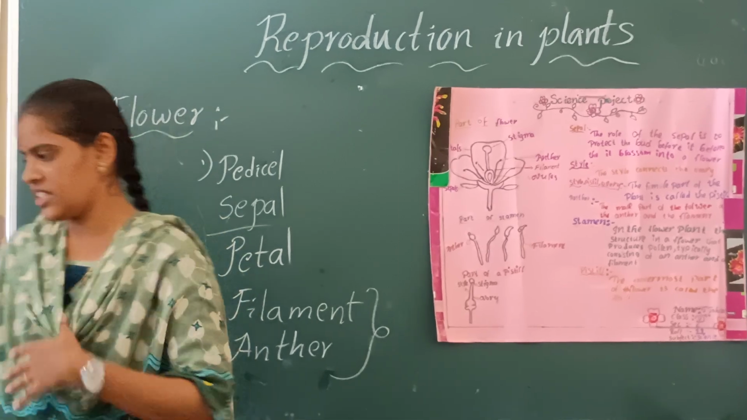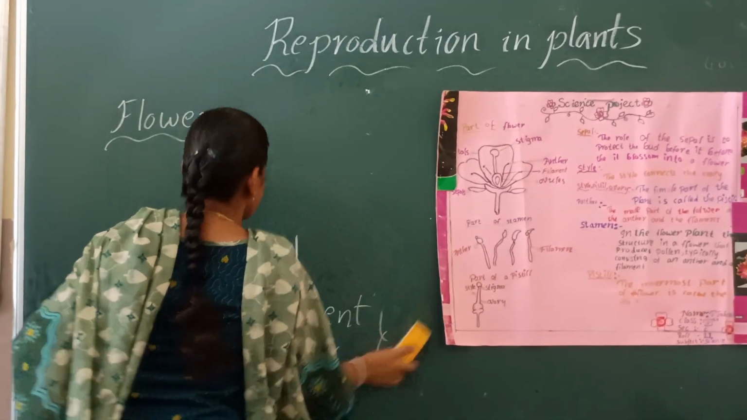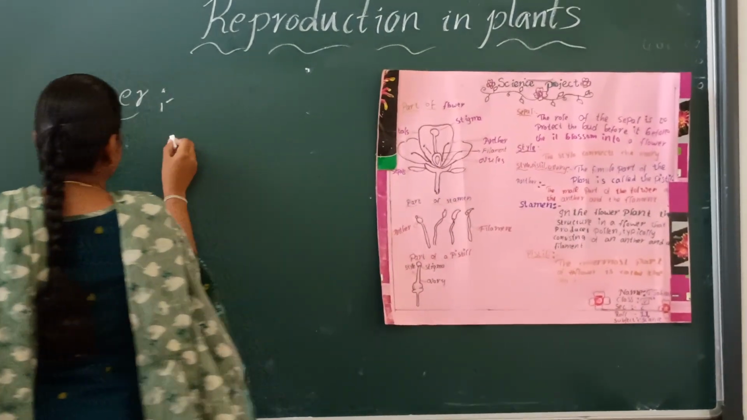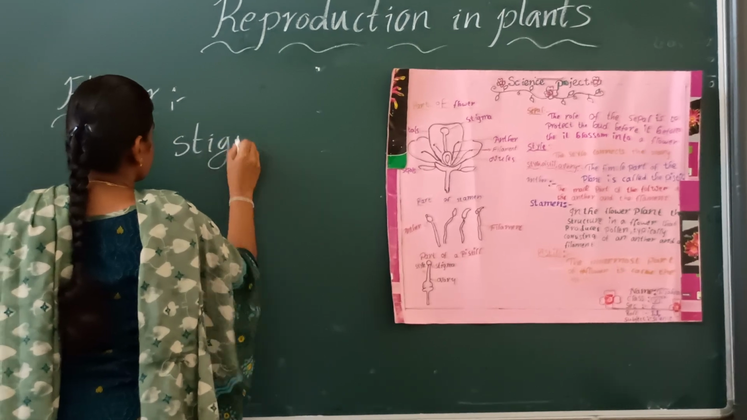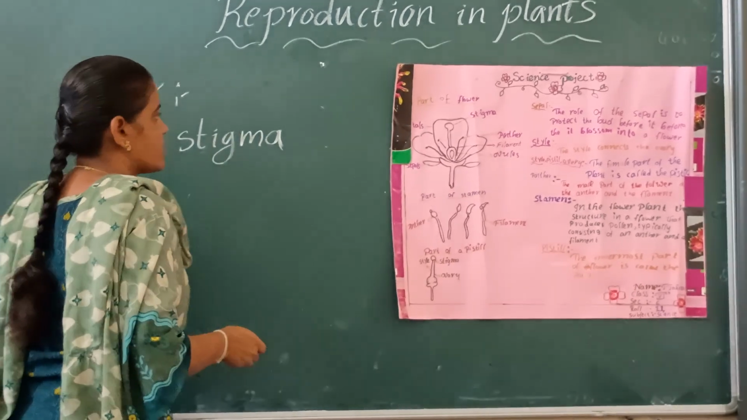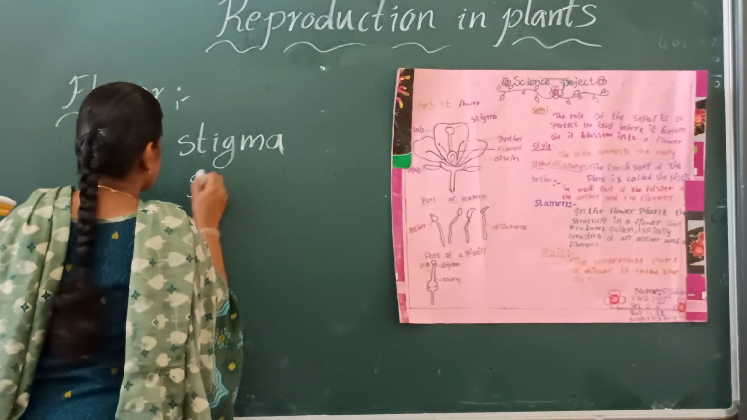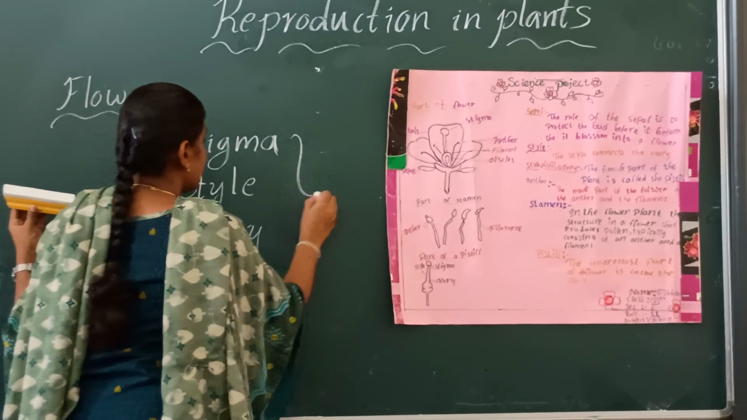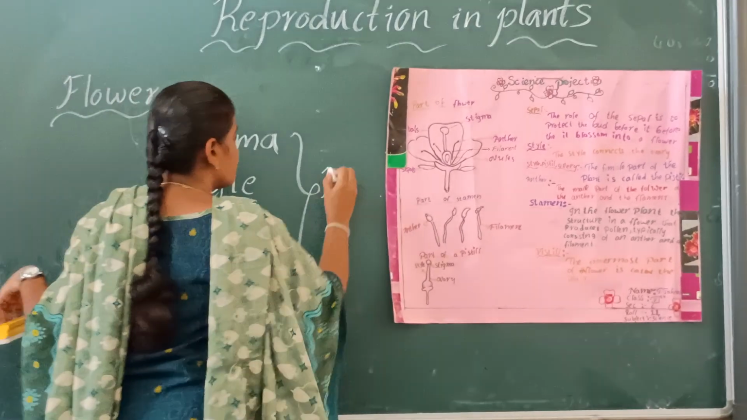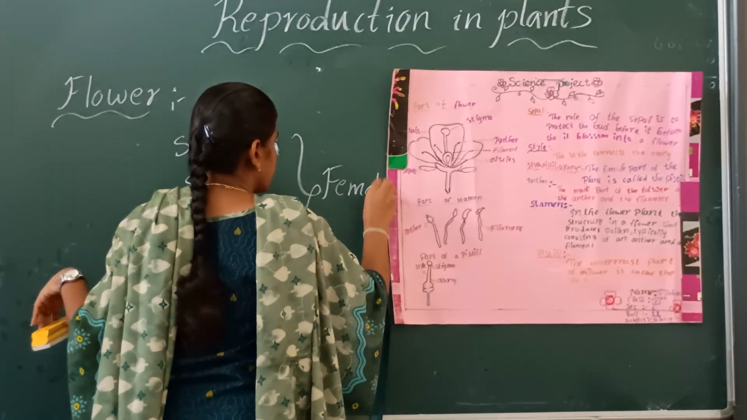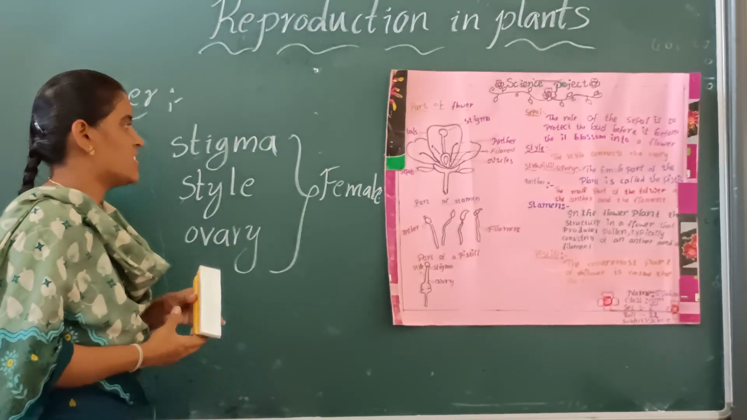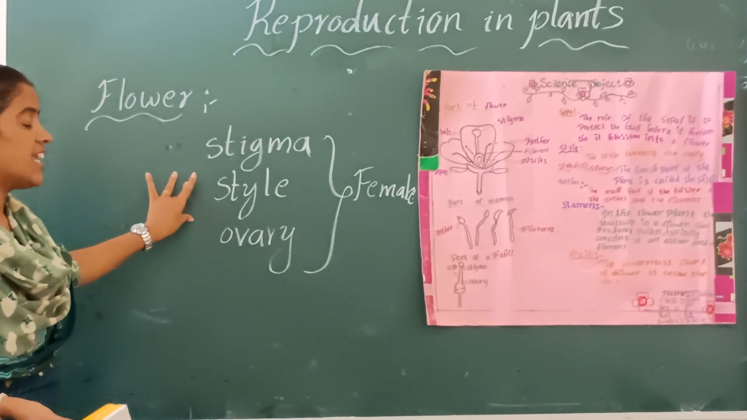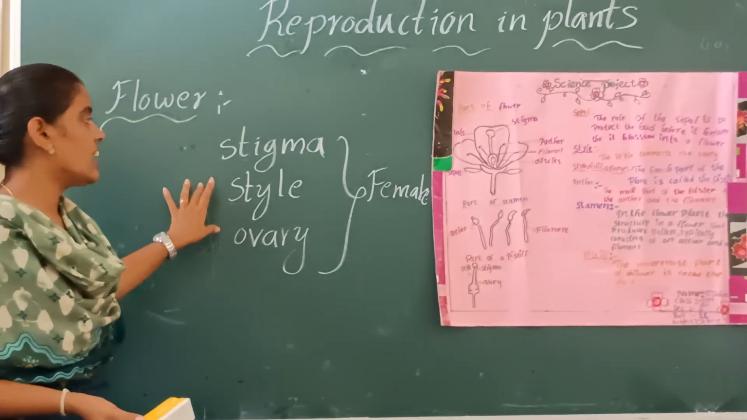Now I am going to discuss the stigma. Stigma, style and ovary: these three are called the female reproductive parts in a flower. The style is attached to the ovary and stigma.